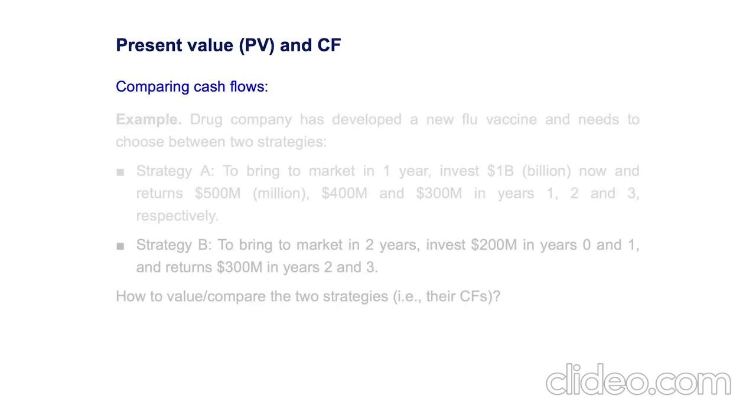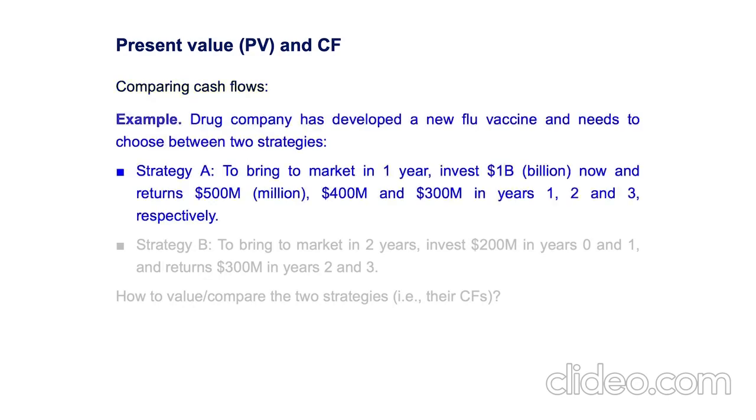Business decisions often involve choices between different alternatives. Each alternative may involve a stream of cash flow with many pieces. Comparing these cash flows is not trivial given that they have multiple pieces. Let's consider the following example.